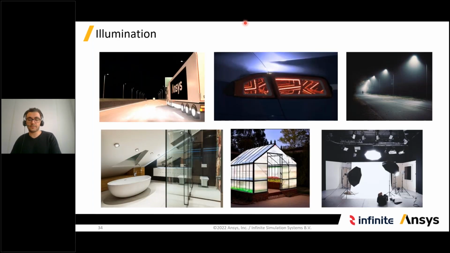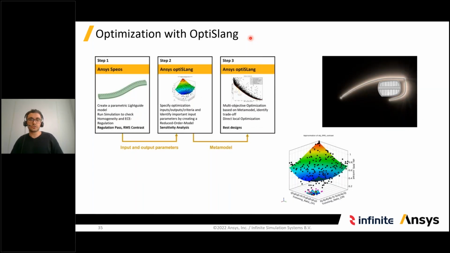These systems sometimes also have to fulfill strict requirements. And so it is good to know that SPIOS can be connected to Ansys optiSLang, which is the optimization software of Ansys. So let's say that you have a certain requirement, for example, that you want the brightness of your lamp to be very homogeneous. You can define some variables in your prototype, and then optiSLang will automatically adjust those variables until it has found an optimum.